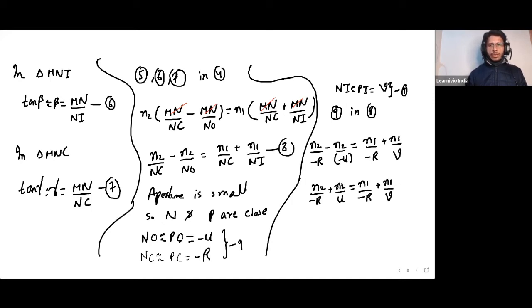Now what we can do is take this N1 term to the left hand side and take this term to the right hand side. So I'm left with N2 by U minus N1 by V is N1 by minus R plus N2 by R. I shift this term to the right hand side so it becomes positive. I shift this term to the left hand side, it becomes negative.